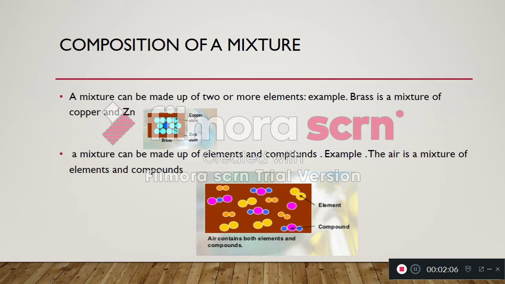First, see the composition of a mixture. Mixtures are non-pure substances and are made up of two or more elements, for example brass. A mixture can also be made up of elements together with compounds.